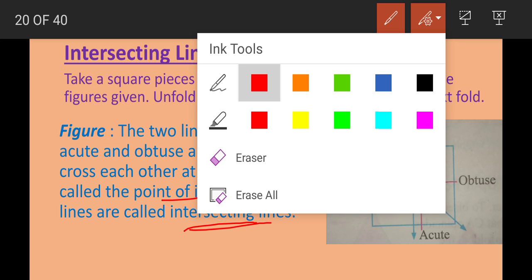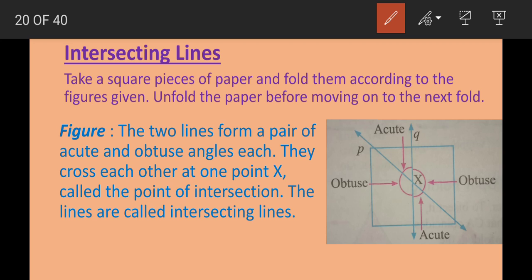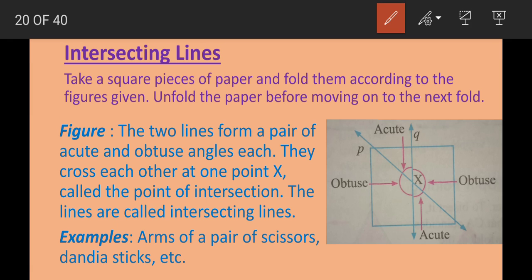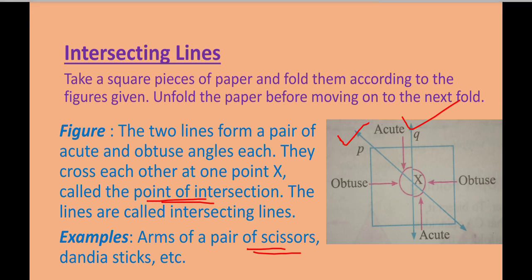Or we can say in another way, when two lines cross each other at a common point, they are known as intersecting lines. Here are some examples, like the arms of a pair of scissors. In scissors, both lines are movable and they have a point of intersection in the middle. Also dandiya sticks, if we cross them, we get the same pair of intersecting lines. Okay, that's all.